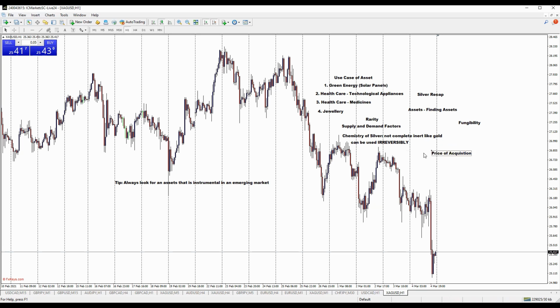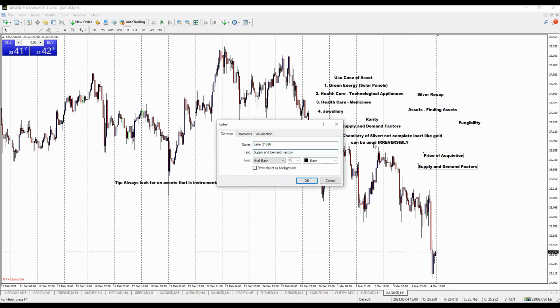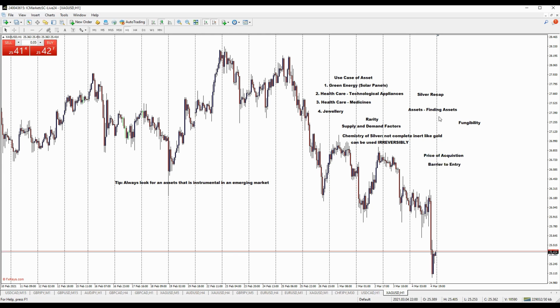Okay. So price of acquisition. In other words, you want to find out your barrier to entry. Now, just to recap from the last lesson as to what I said, there are different ways to acquire silver, and I'm going to put the fifth thing that you need to look at.